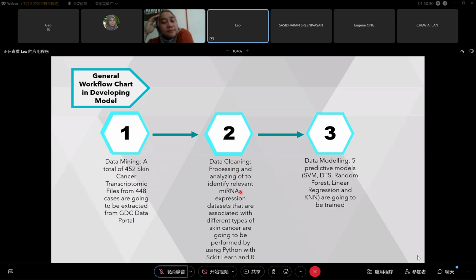We still need to identify, because there are some other microRNA whose expression profile is not relevant to skin cancer, so we still need to clean all these up. I see. Okay, now the same question with Dr. Niu's study. So you are not developing an algorithm. You are utilizing these 5 algorithms and testing your sample, right?